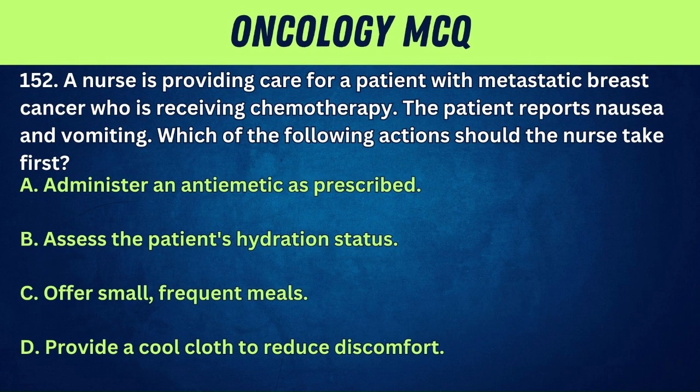152. A nurse is providing care for a patient with metastatic breast cancer who is receiving chemotherapy. The patient reports nausea and vomiting. Which of the following actions should the nurse take first? A. Administer an antiemetic as prescribed. B. Assess the patient's hydration status. C. Offer small, frequent meals. D. Provide a cool cloth to reduce discomfort.